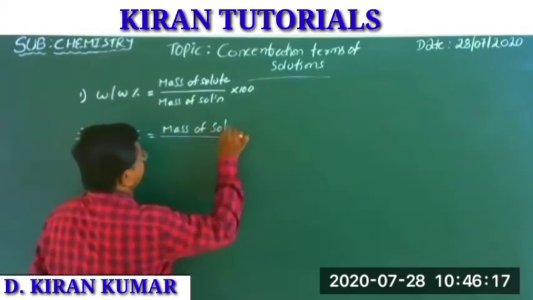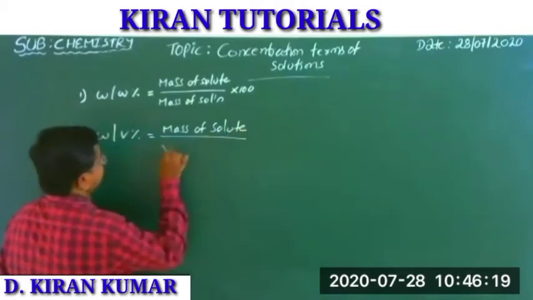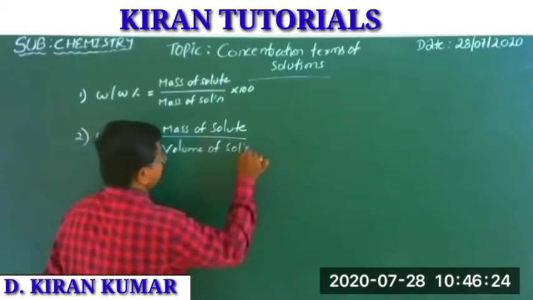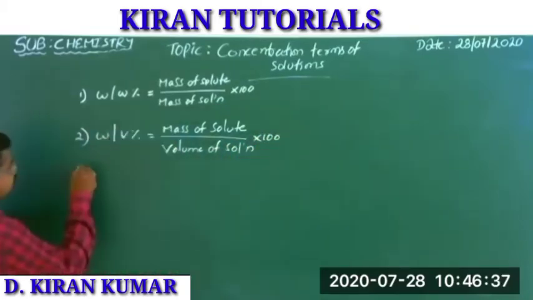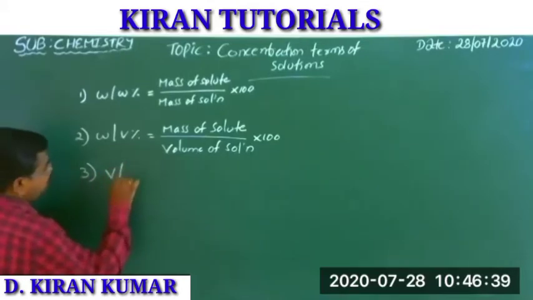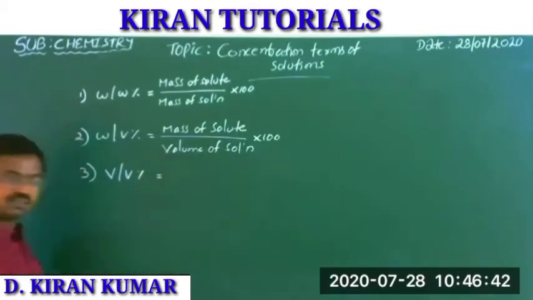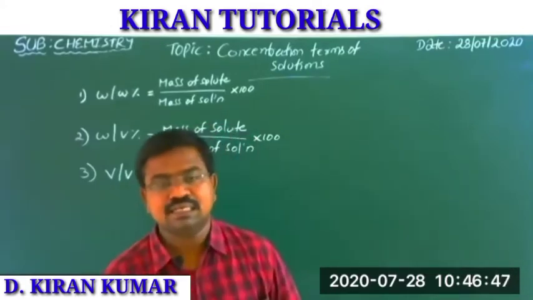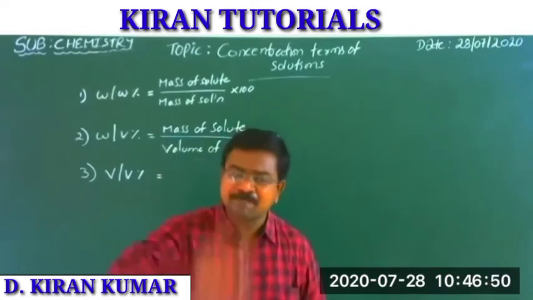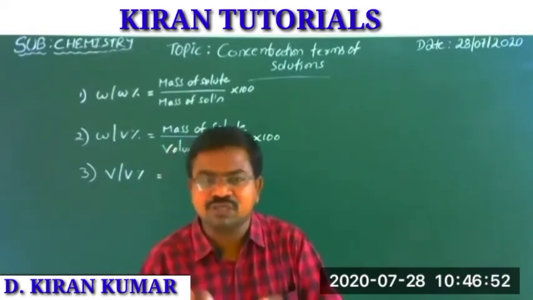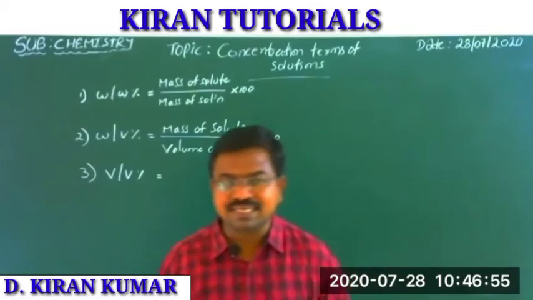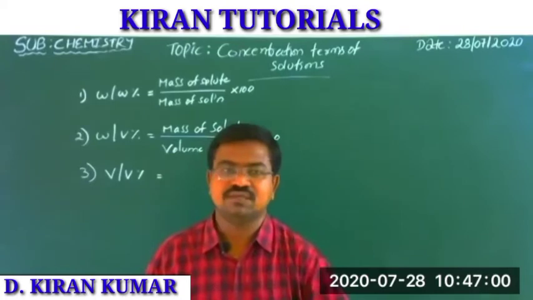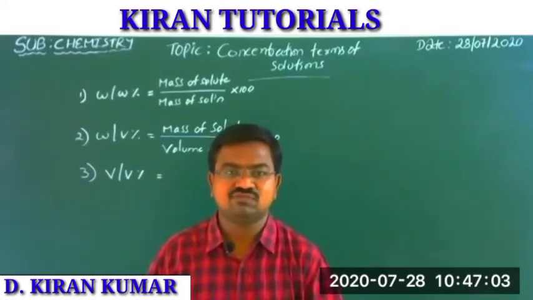Mass of a solute by volume of solution into 100. Note on these formulas: volume by volume percent. What is the volume by volume percent? The amount of a solute in ml present in 100 ml of a solution is called volume by volume percent.